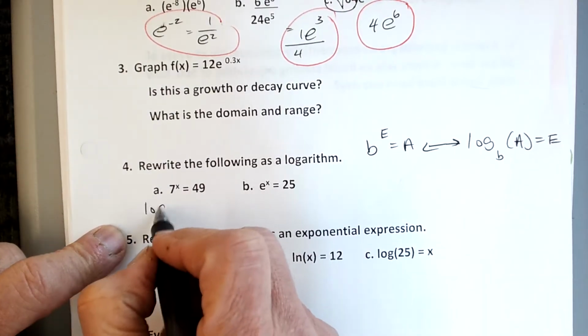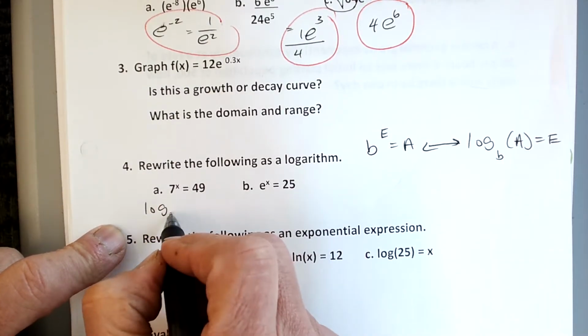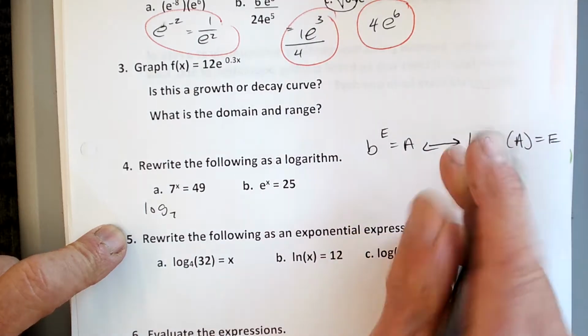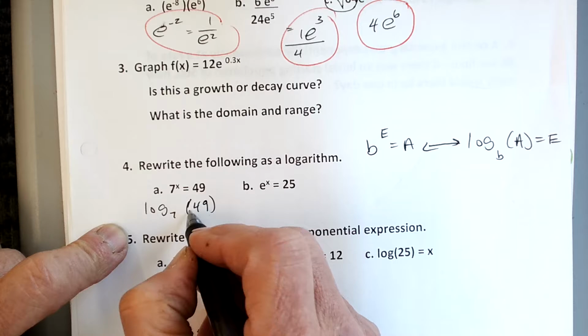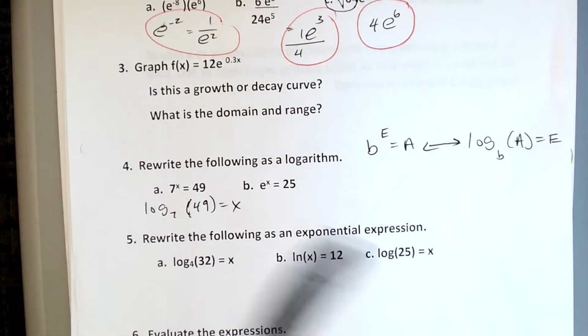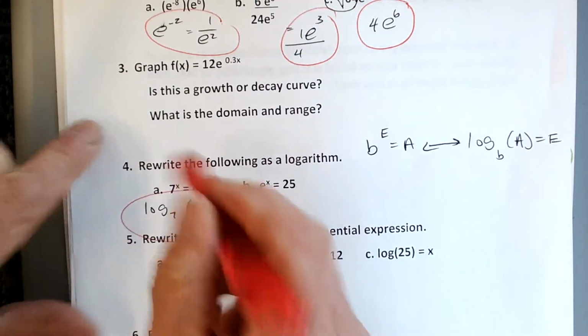So this one to write as a log, I'm going to go log. That's my base. Base 7 of my answer, moving it from here to here, of 49 equals x. Boom. That's it. And we've done this. You guys are getting good at this, okay?